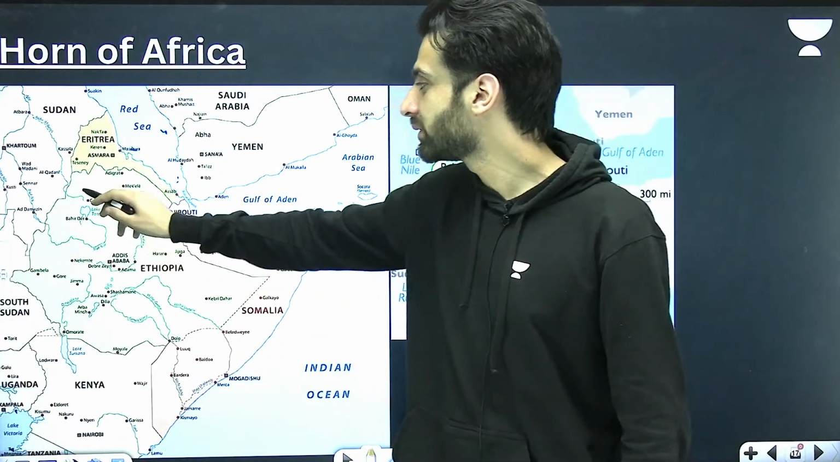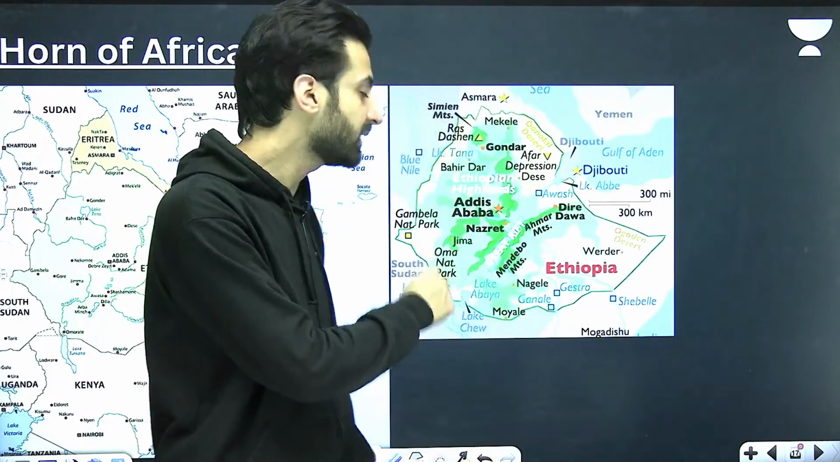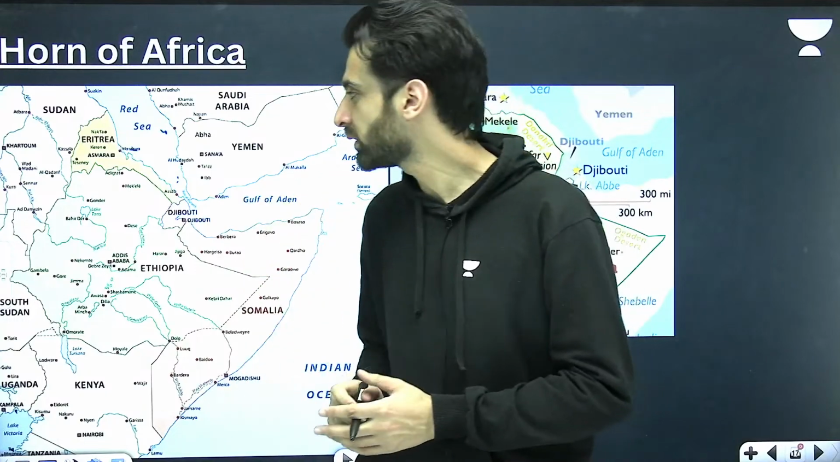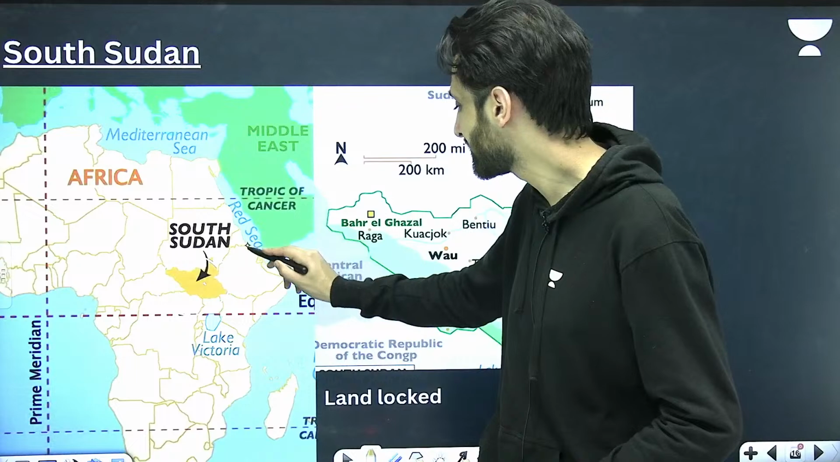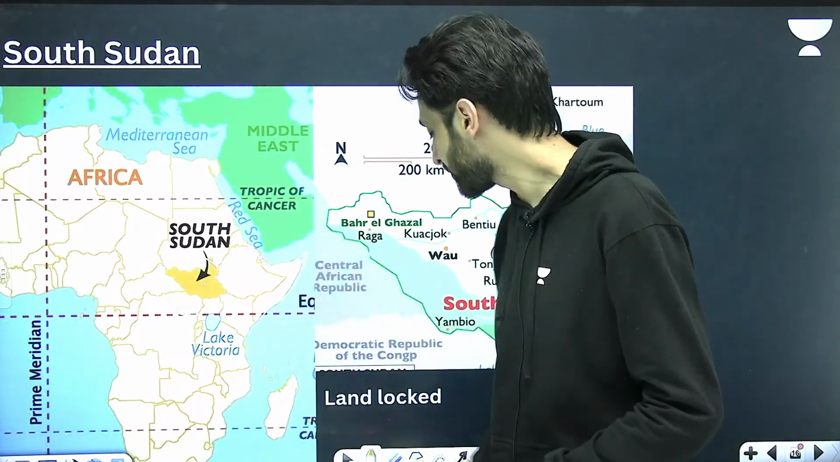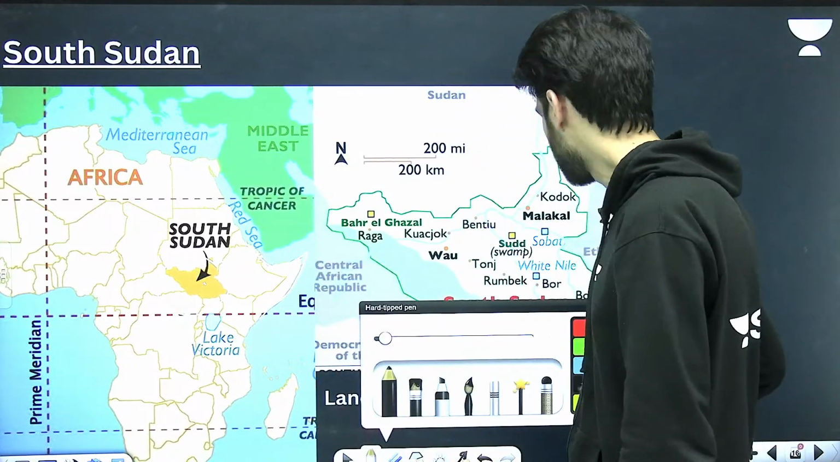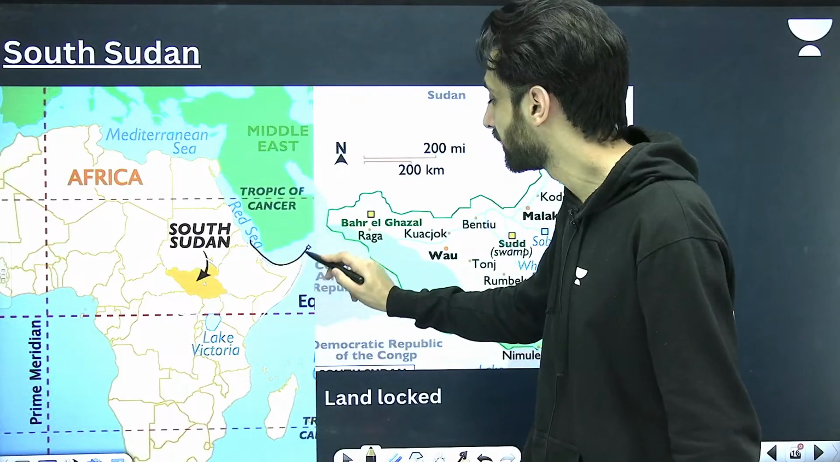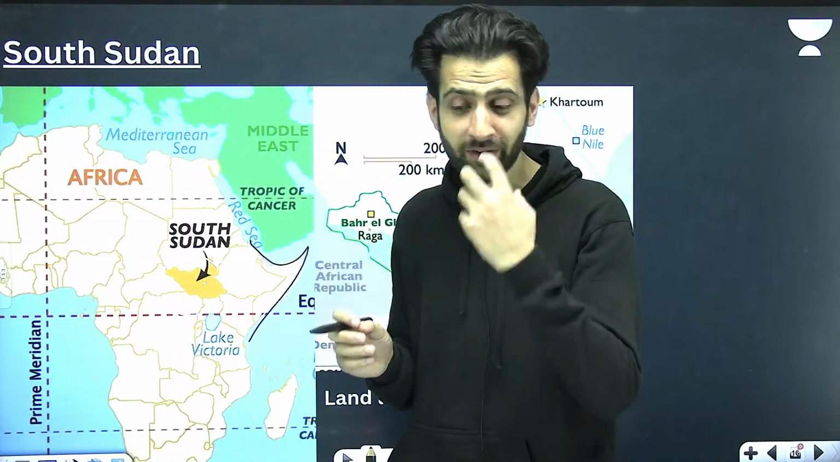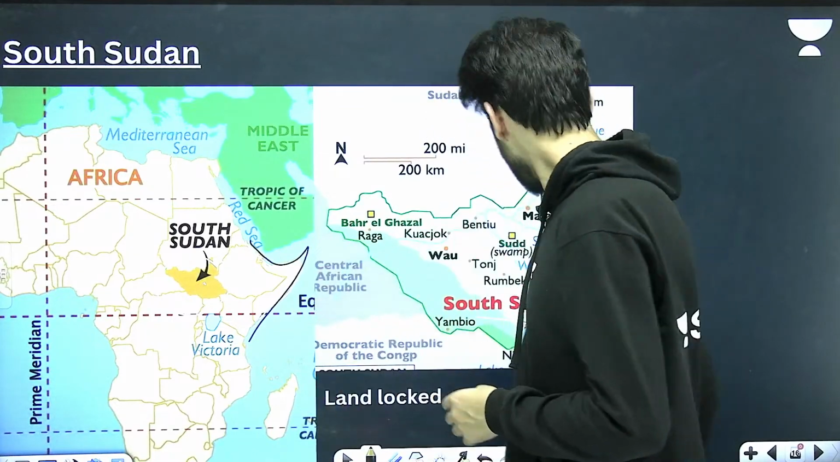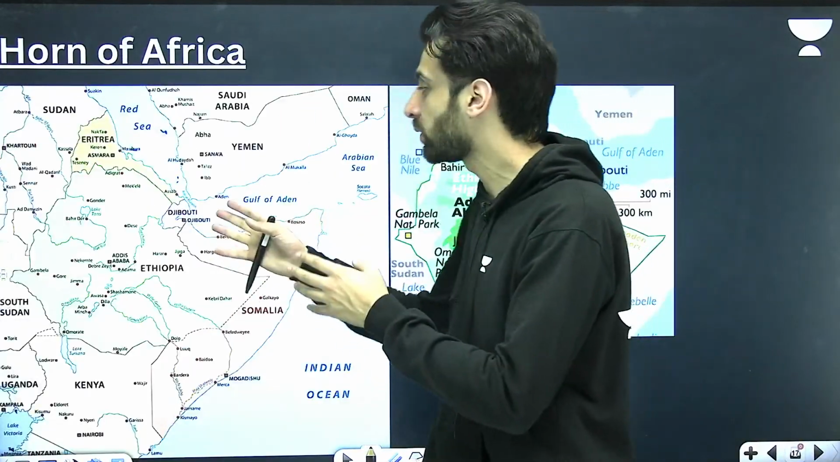Now we are coming to this region of Africa. See, this region is called the Horn of Africa. Why is it called the Horn of Africa? Have a look at this image. This is just like a horn, isn't it? Just like the horn of a rhino. Have you seen the rhino? This is how its horn is, a one-horned rhino. Okay, now we'll study this Horn of Africa.